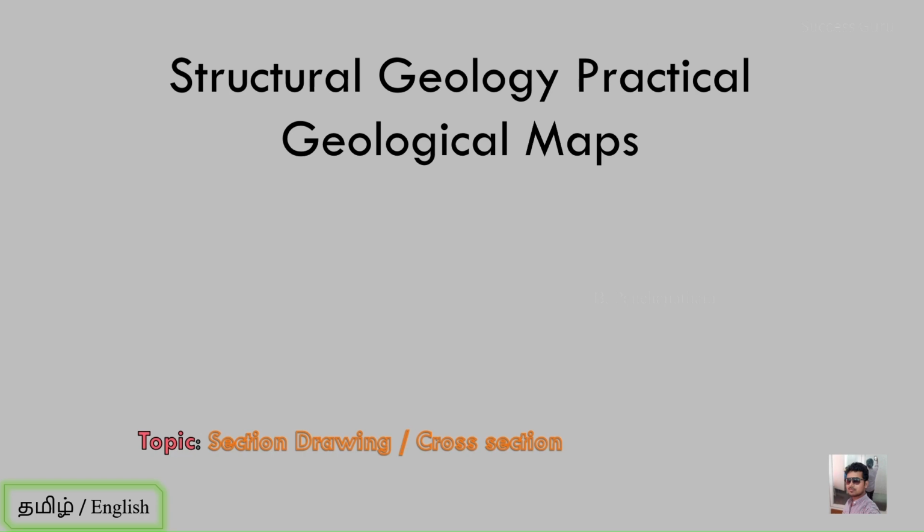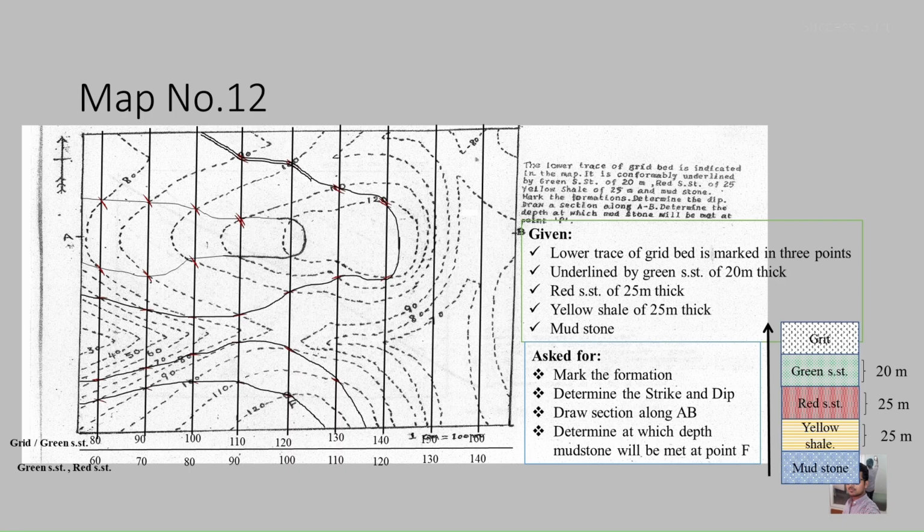We are back with our structural geology map practical video series, and today's topic of discussion is the section drawing, or cross section drawing. In our previous class we had drawn this map for two bedding planes. Now I will try to draw a cross section for this map. We have to draw a section along AB. So this is A and this is B, and we have to draw a section along here.